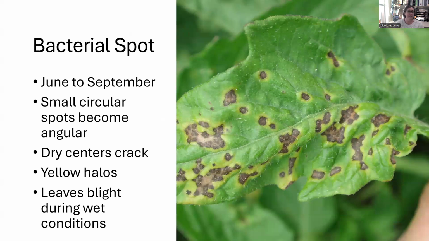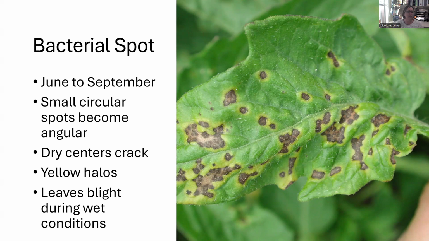All right, next disease, bacterial spot. This one is caused by, guess what? A bacterium. So bacterial spot we can see as early as June, but it's usually July and on when we see bacterial spot. Bacterial diseases, including this one, require a lot of water. So this is usually an overhead irrigation or a rainy season disease.